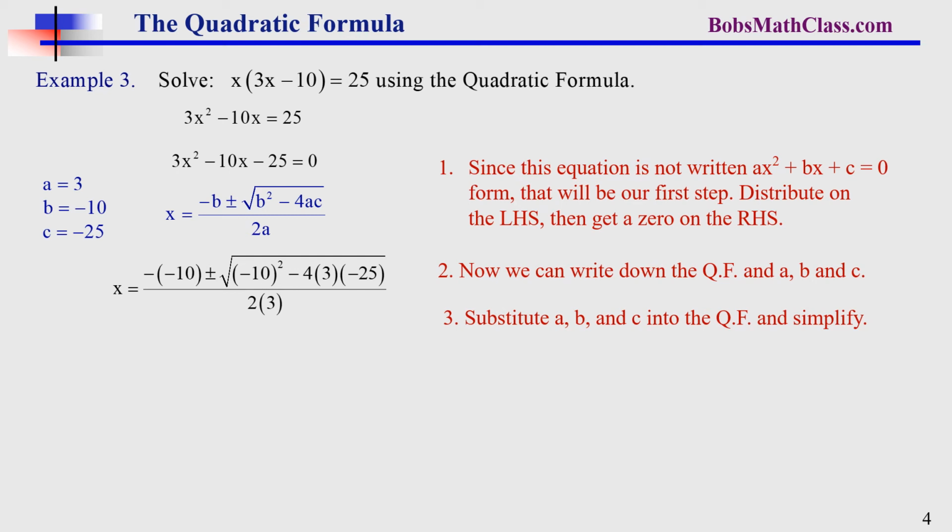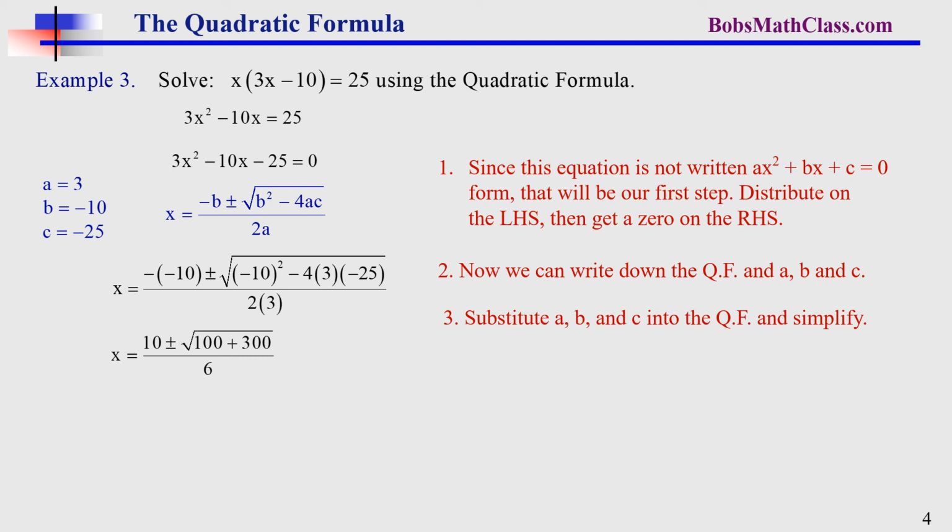So in front, we have negative, negative 10. That turns into positive 10. Inside the radical, negative 10 squared is 100. And then when we multiply 4 times 3 times 25, there's two negatives there, so that'll turn into a plus. 4 times 25 is 100, and then 100 times 3 is 300. So now we have 10 plus and minus the radical of 100 plus 300, all over 6. 2 times 3 was 6.